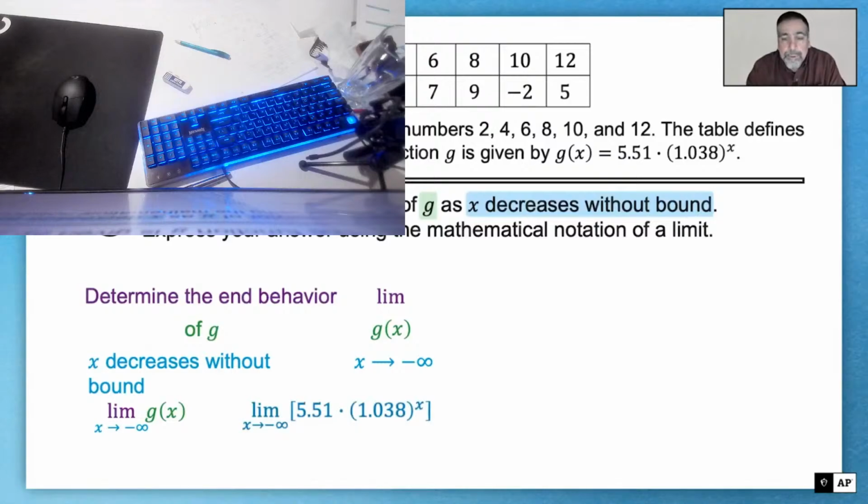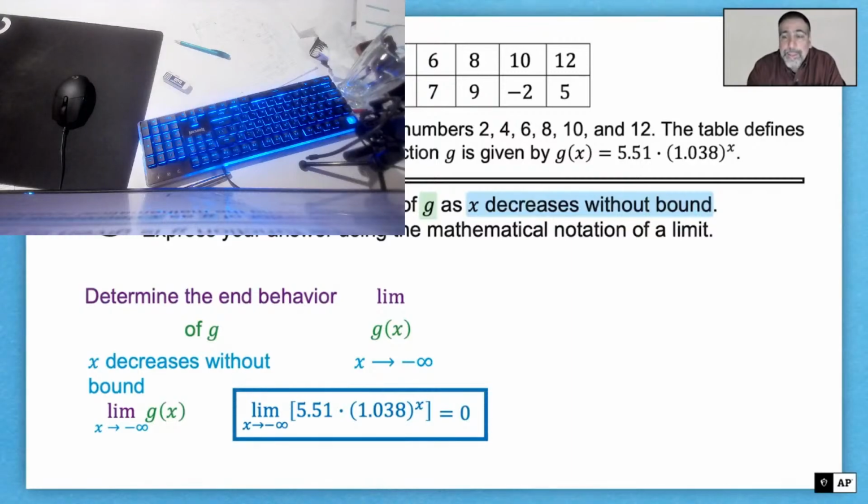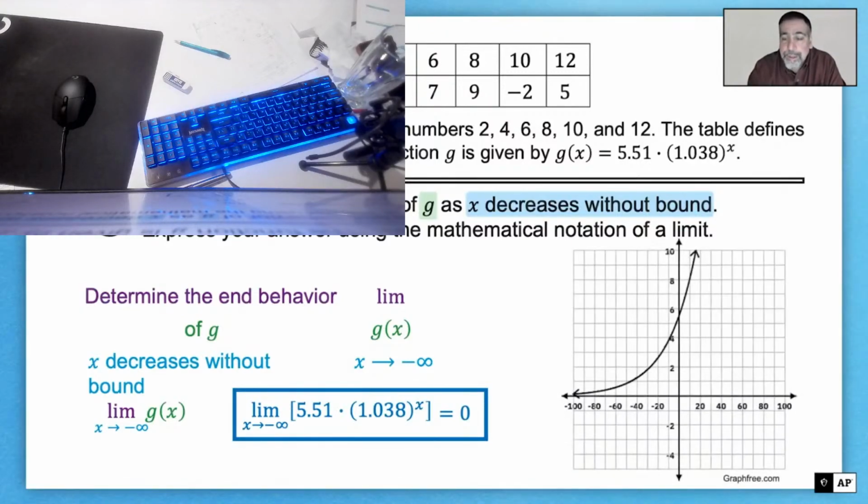So when we substitute our actual function in, the limit as x goes to negative infinity of 5.51 times 1.038 to the x, we know that this answer is going to be 0, and we can confirm that by taking a look at the graph that we've been using for this particular function.